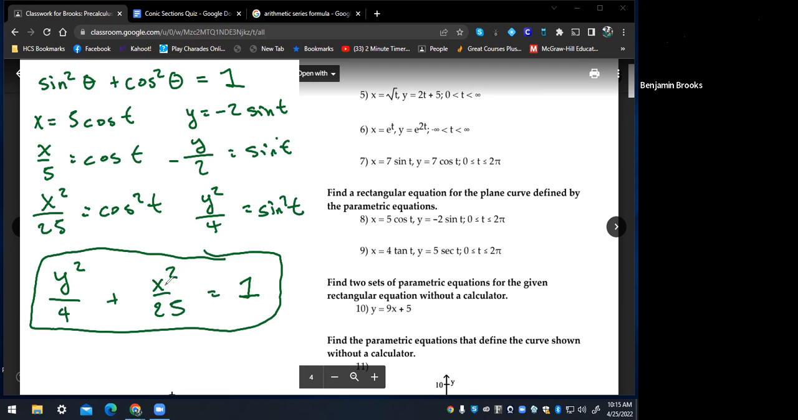Now, I will give you a hint on 9, even though I'm not going to do it. 9 will end up being a hyperbola. You're going to need to use a different Pythagorean identity for that, one that involves tangent and secant. And that's the only hint I'm going to give you. Other than that, guys, that's it.